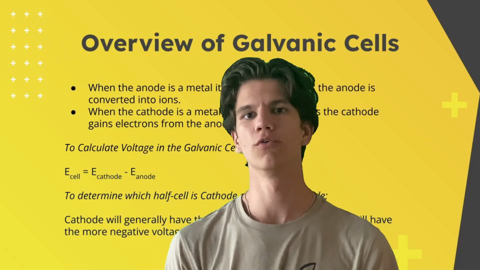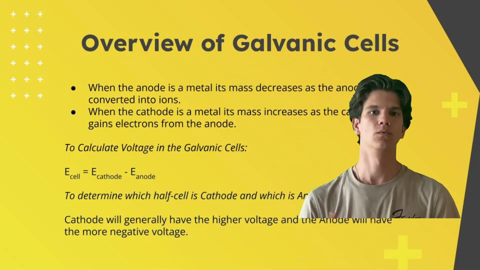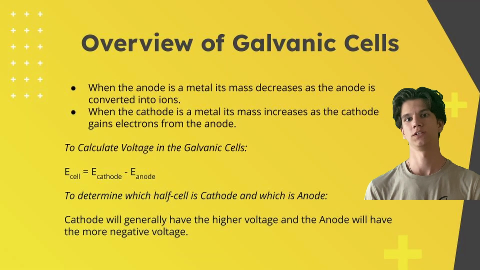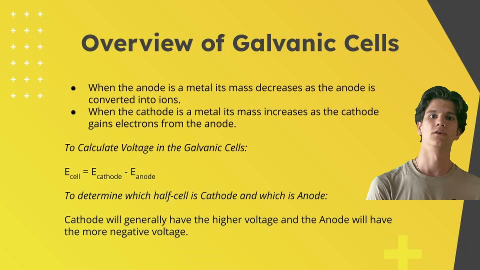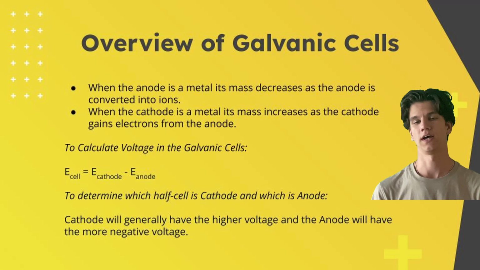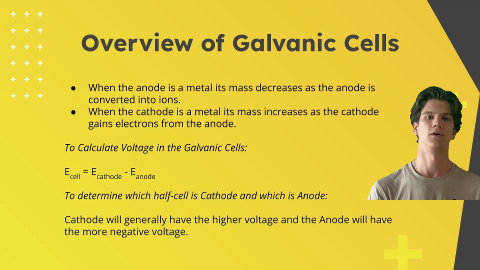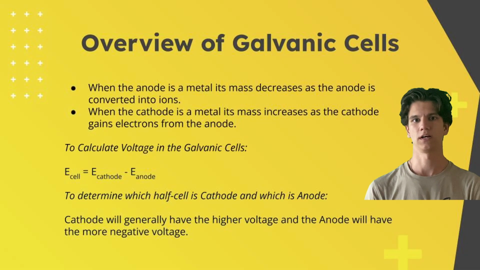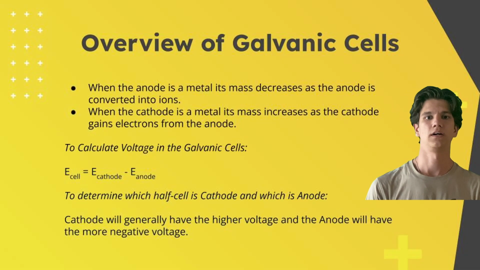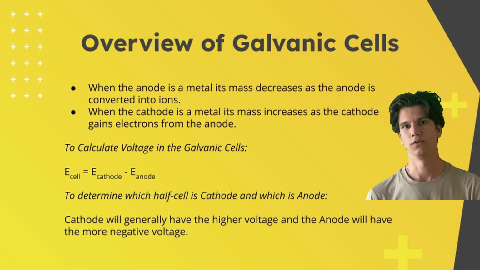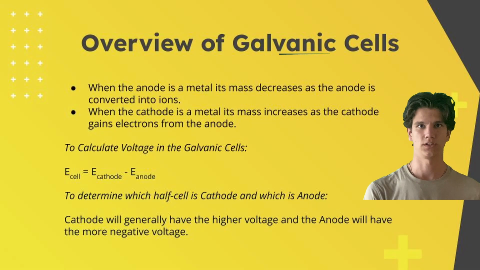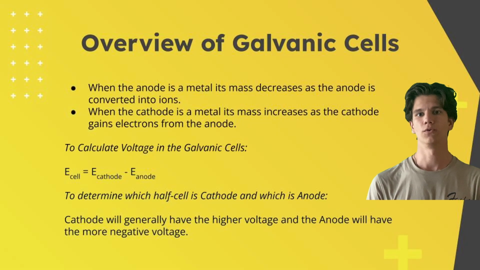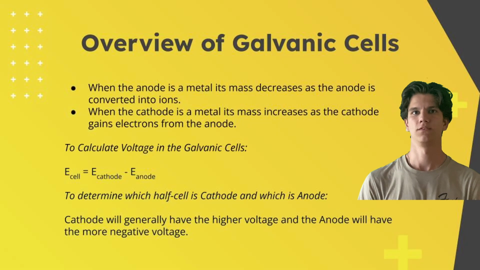So now I'm going to do an overview of galvanic cells. When the anode is a metal, its mass decreases as the anode is converted into ions. And when the cathode is a metal, its mass increases as the cathode gains electrons from the anode. To calculate the voltage present in galvanic cells, we use the equation E cell equals E cathode minus E anode, to determine which half cell is actually the cathode and which is the anode. Cathodes generally have a higher voltage, and the anodes will generally have the more negative voltage.